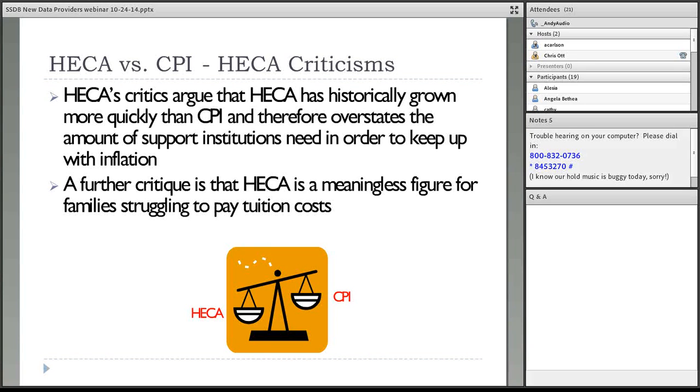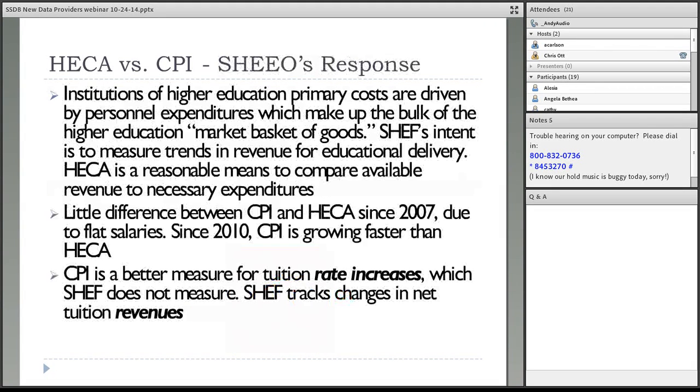And so the critique that we got on HECA was that it's a meaningless figure for families struggling to pay tuition costs, because it doesn't matter what the cost of the institutions are, it matters what the cost for families is to pay tuition. So our response to that, and I do think this is good information for you to have, is that the primary cost at institutions is still personnel, and SHEEO's intent with the SHEF report was to measure trends in revenue for educational delivery, to understand how much revenue institutions need to cover necessary expenditures. And in that respect, it makes sense as a measure of inflation.